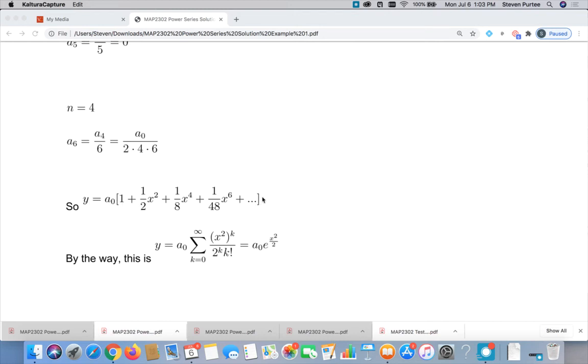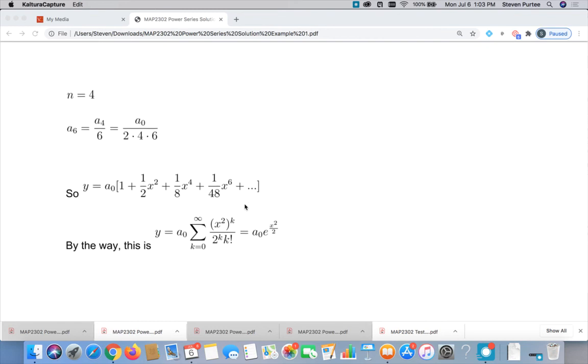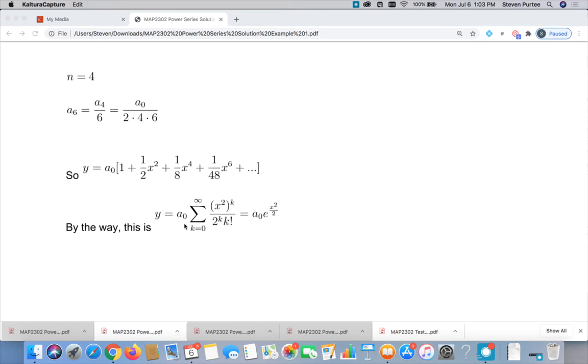Here's my full solution. This keeps going on forever. I've only written out the first few terms. If you're curious, we could write this like this. And that is the power series expansion of e to the x squared over 2. So if we were to solve this using Laplace transforms or integrating factors, that's the solution we would get. You don't have to realize that. This is all we were after, writing out a few terms of this power series solution.